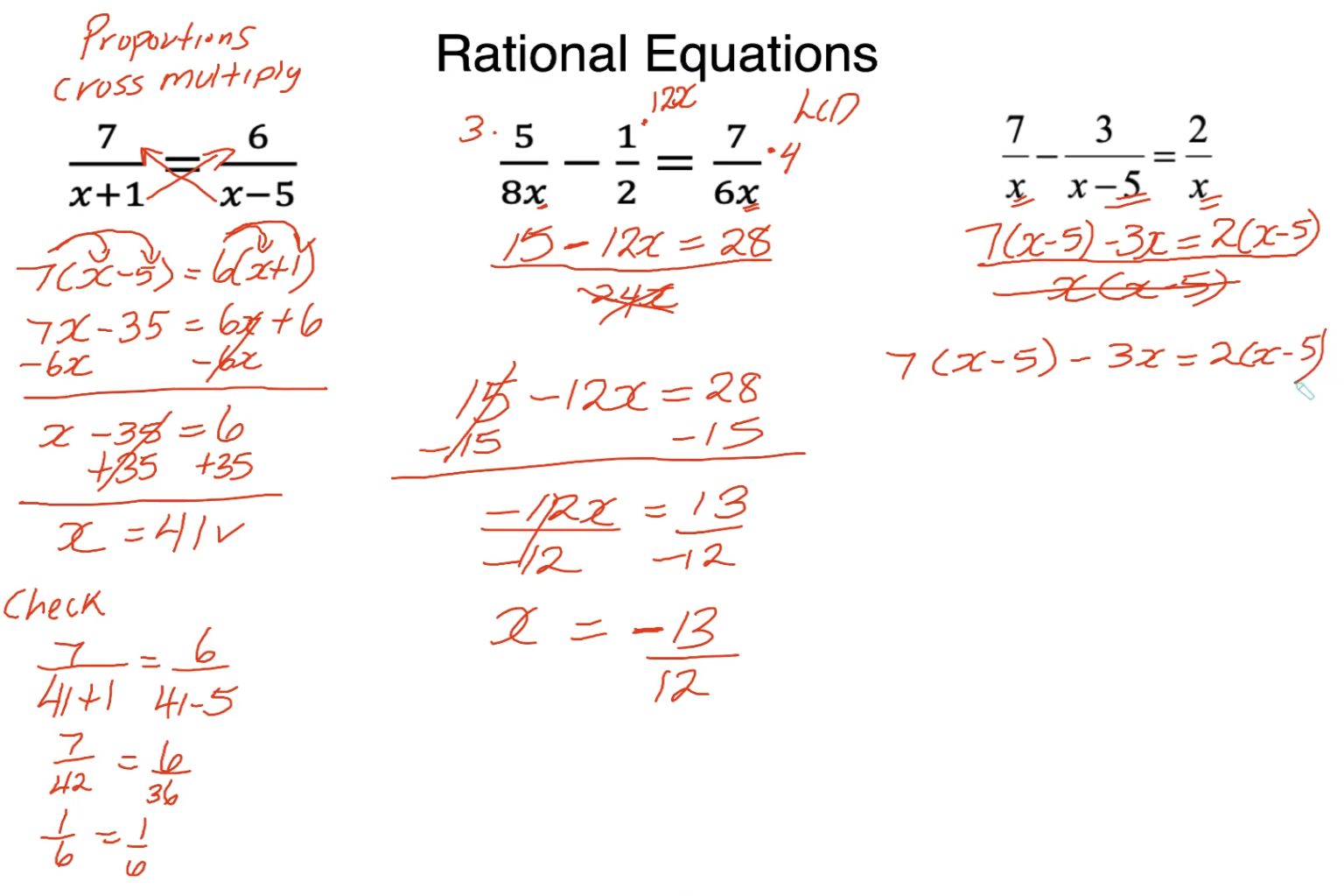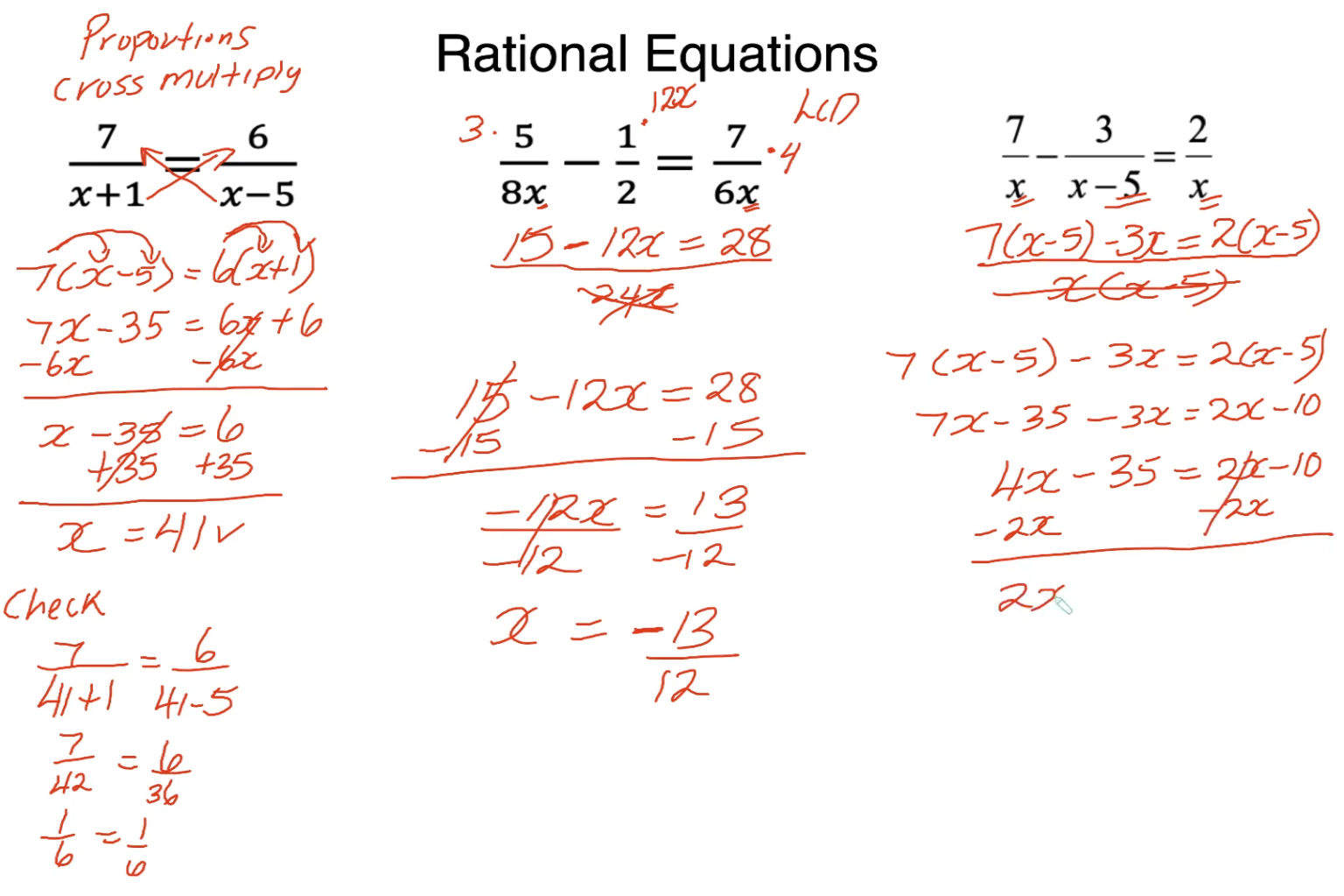You're working with 7 times x minus 5 minus 3x equals to 2 times x minus 5. Let's get rid of those parentheses. 7x minus 35 minus 3x equals to 2x minus 10. I'm going to combine like terms over here on the left because I see I have 3 terms. So the 7x minus the 3x is actually 4x minus 35 equals to 2x minus 10. And now I have variables on both sides. So solving for x, I'm going to minus 2x on both sides.